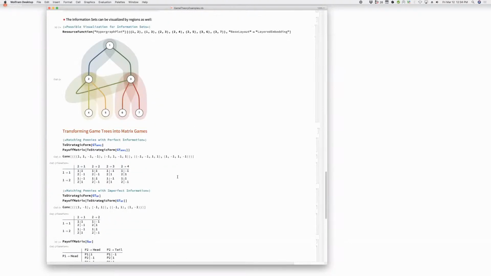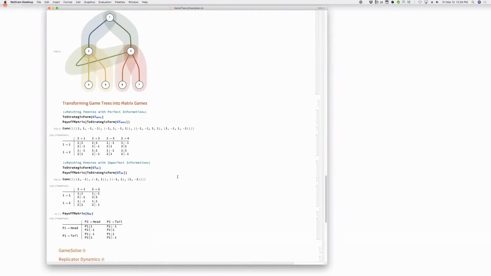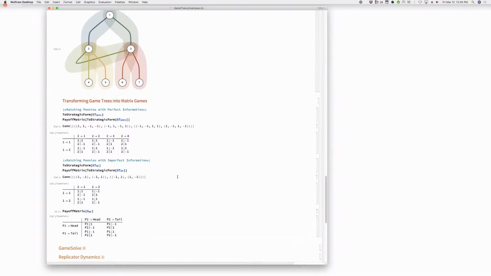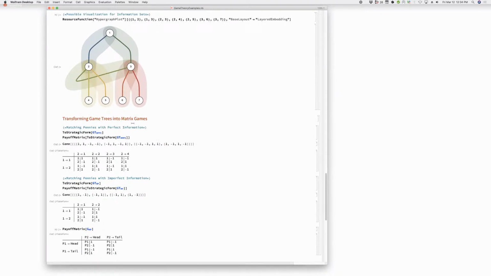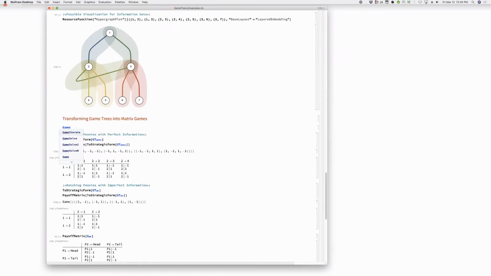Okay, this is great. All right, game trees into matrix games. Okay, fine. So here there is a transformation. Decoration could be added, but basically what I wanted to show is that these tree forms can be transformed to matrix forms.